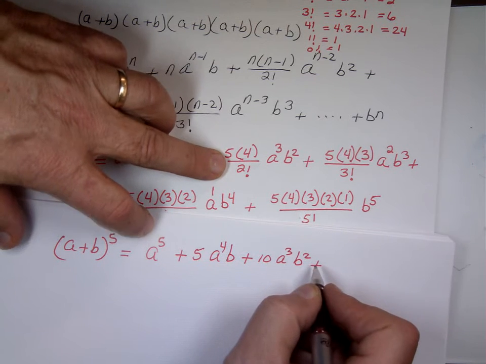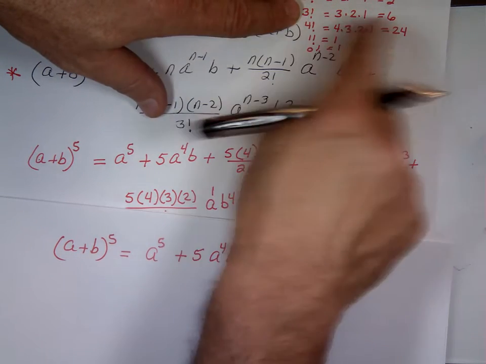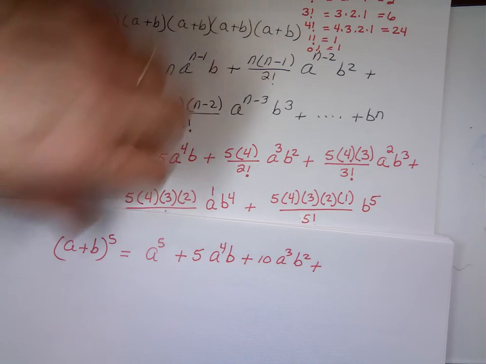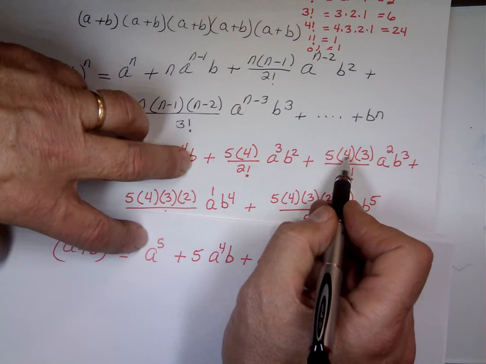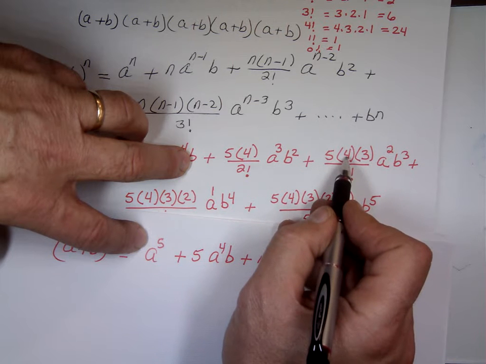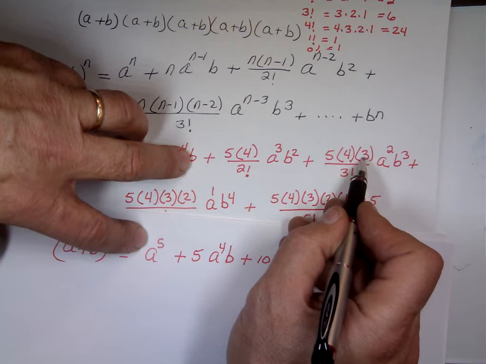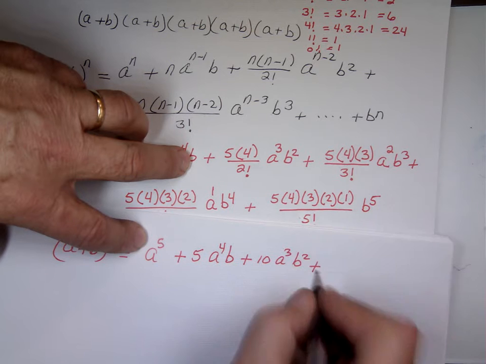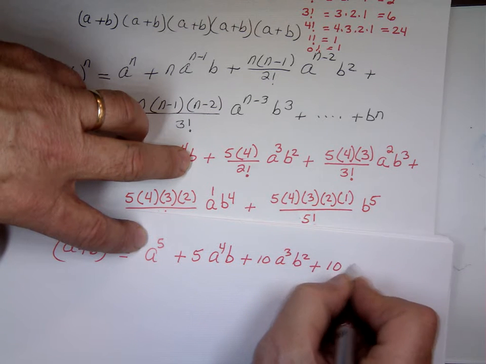Plus 3 factorial is 6. I have it written here on the top. So what's 5 times 4 times 3? 5 times 4? 20 times 3? 60 divided by 6? 10.